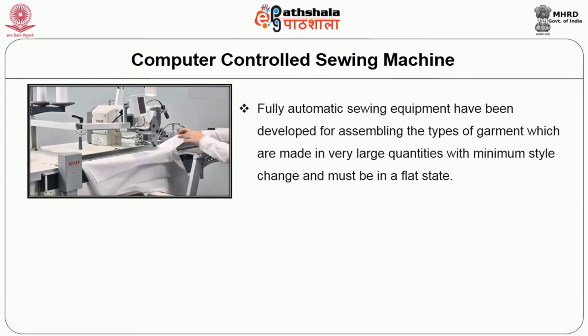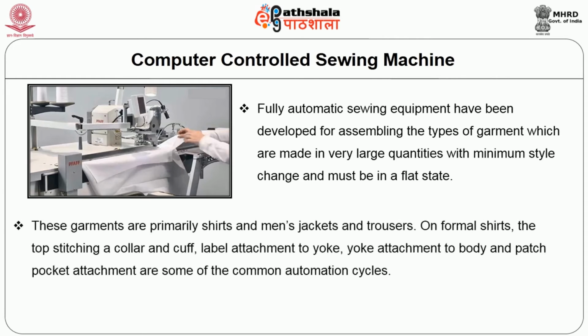Fully automatic sewing equipment has been developed for assembling the types of garments which are made in larger quantities with a minimum style change, but the only condition is that it has to be in a flat state. These garments are primarily shirts and men's jackets and trousers.